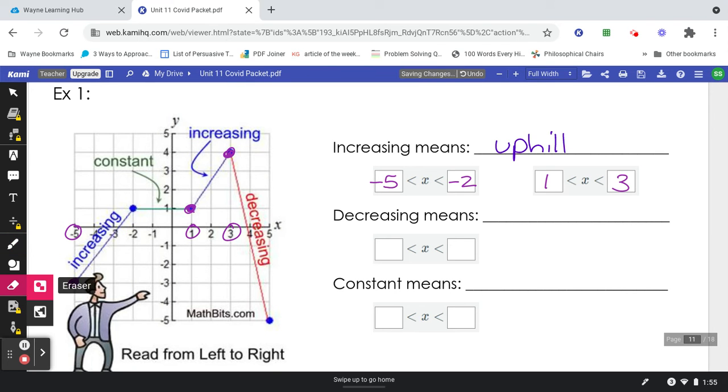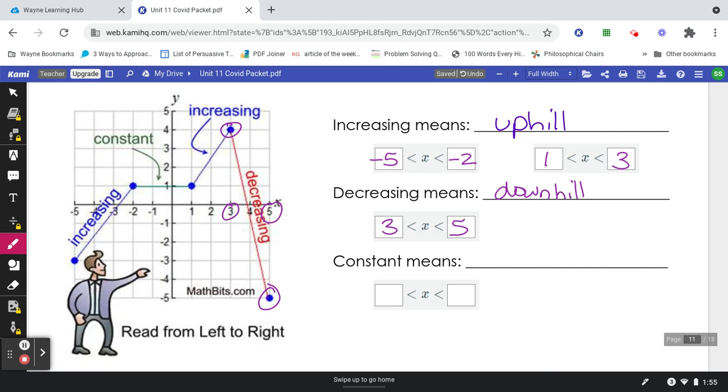For decreasing, we're going to be going downhill. This little red section is where we're decreasing, which would be from this point, which is 3, all the way until this point, which is 5. So from 3 all the way to 5. Constant is when you have a flat section, and that would happen right here from -2 all the way till 1. So from -2, less than x, less than 1.